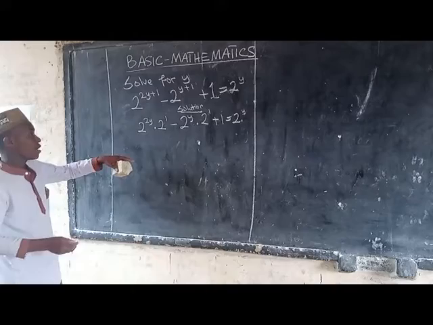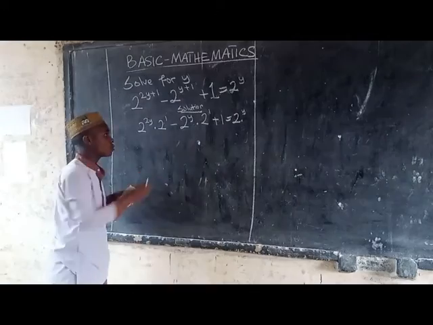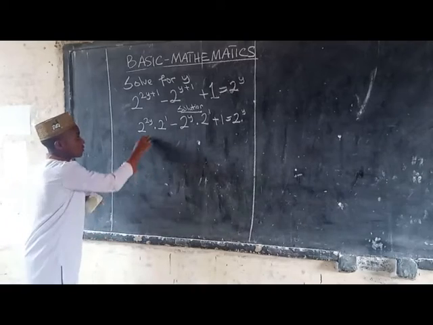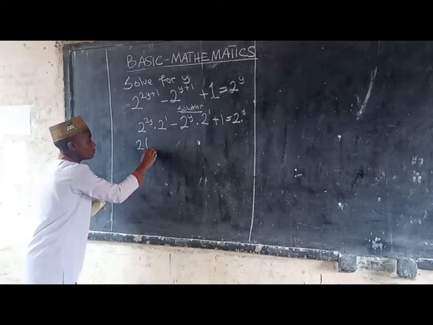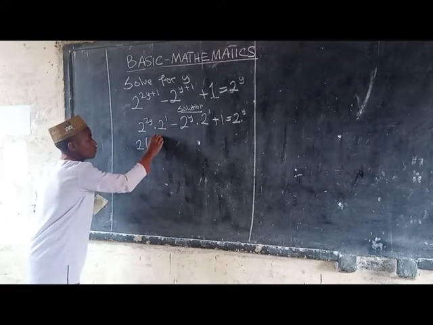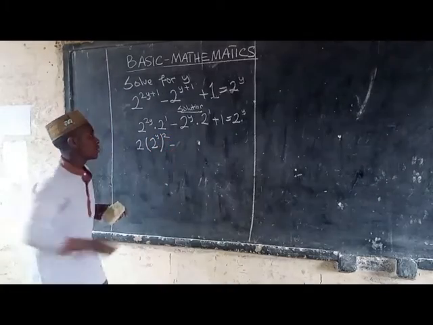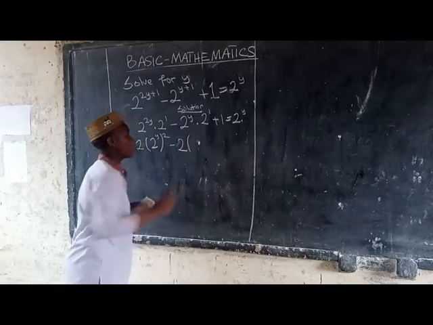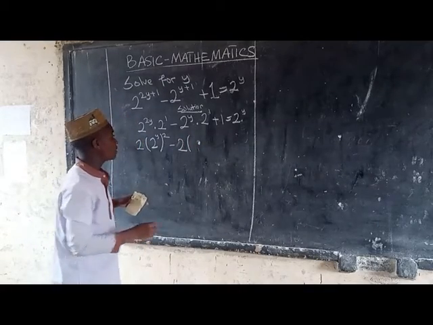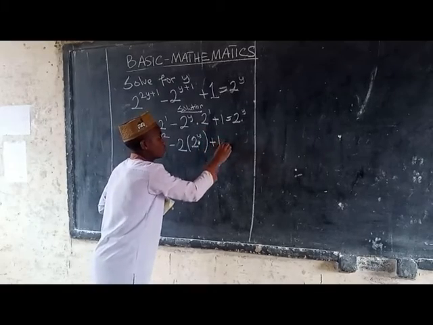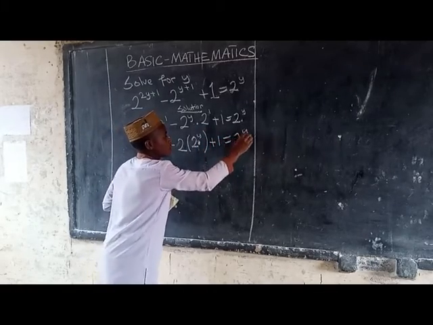Now we need to make our common base, whereby our common base will become 2 exponent y. From this one it will be 2 open bracket 2 exponent y, exponent 2, minus 2 open bracket 2 exponent y, plus 1 is equal to 2 exponent y.